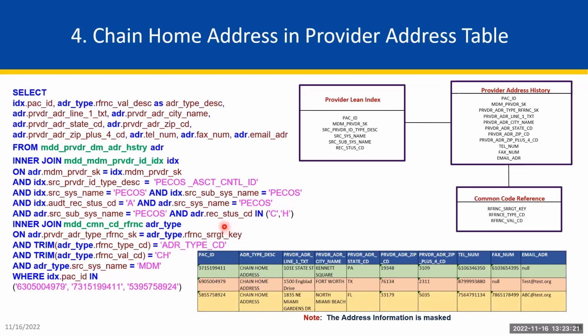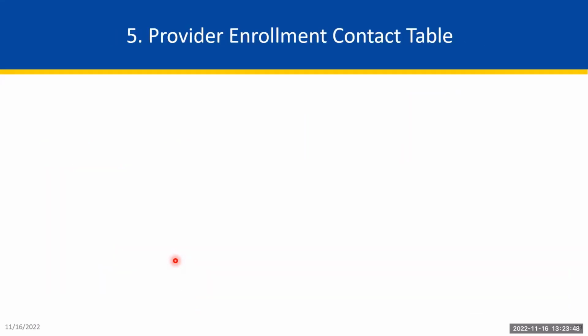If you are interested in both current and historical information, it is important to specify whether you want current or historical. This is a sample query which explains how to join a common core table when working with a PMI data product. You can see that we have joined our common core reference table based on the SK, and since we are interested only in the chain home address, we added a filter to get only the chain home, and that's how we get accurate results.